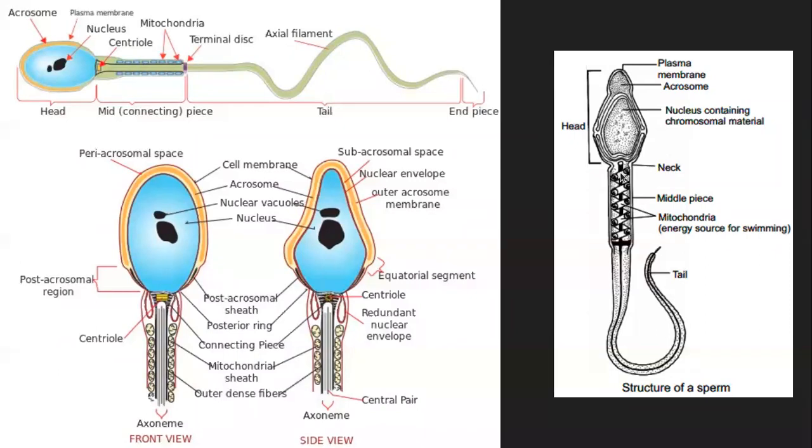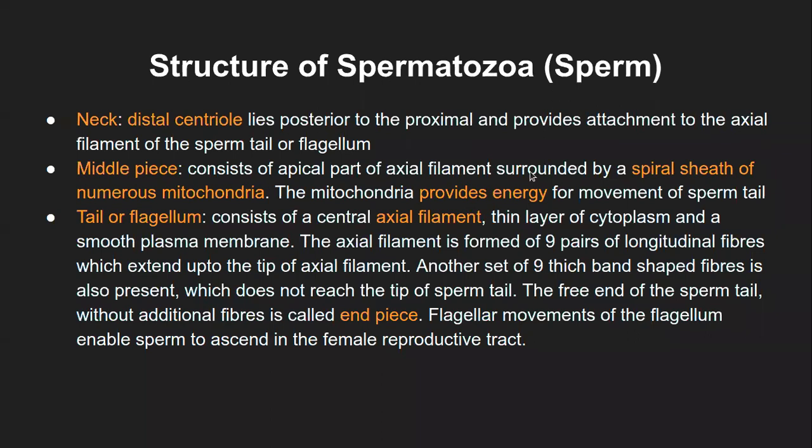And from this distal centriole, now because of the mitochondria, they may not have shown it here as such, I assume it so, but that's where the distal centriole will be located, and from there this axial filament or this tail portion will be growing further. So that acts as the point of attachment for the sperm tail, or what is also called as flagellum.